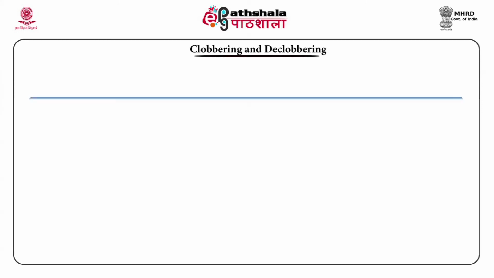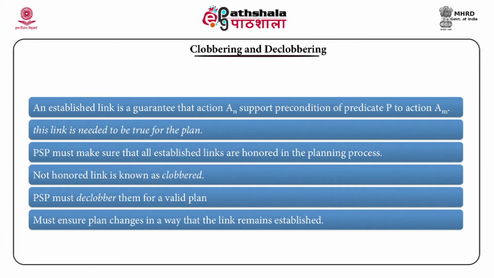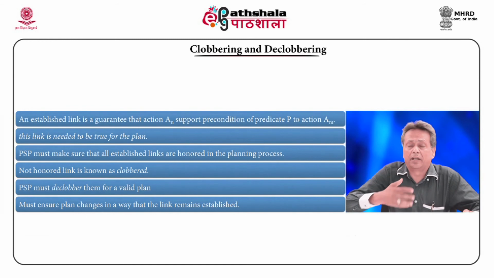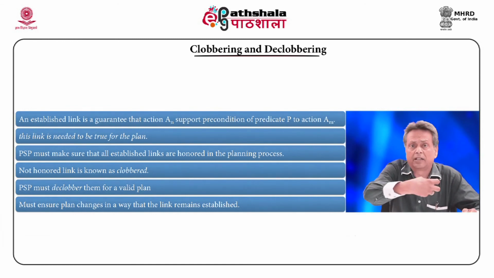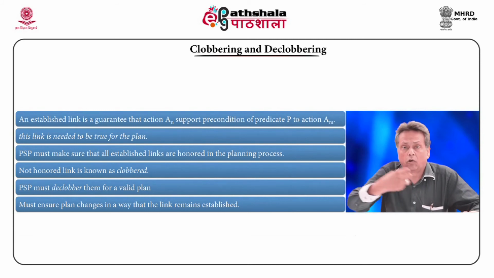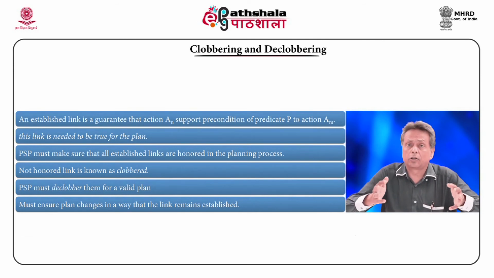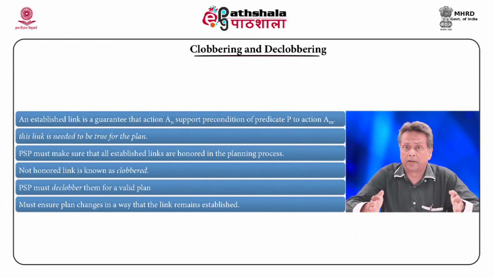Anyway, the problem is that if I execute one more action which disturbs this, it is called a clobber of that link. And when something like that happens, we have to declobber. Now how can you declobber? Three ways. One, place the action at the end or in the beginning, or use some other action. You don't use this at all. And remember, these causal links are to be honored in the plan. If it is clobbered, the plan may not work.